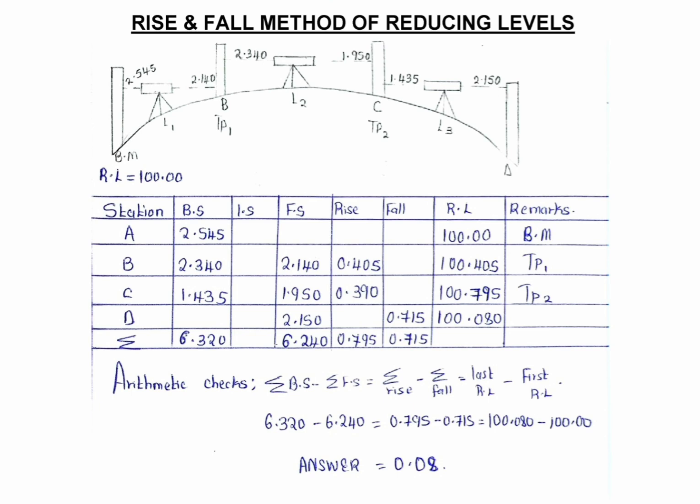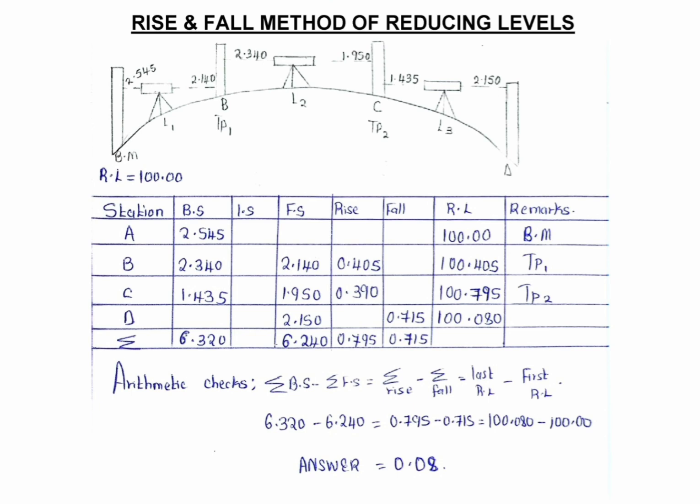Then he set the machine again at L2, and the first reading taken was 2.340, which is a backsight reading, and the last reading recorded was 1.950, which was a foresight reading at station C. Then he set the machine again at L3, and the first reading was 1.435, which was a backsight, and the last reading was 2.150, which is a foresight reading. According to our example, there are no intermediate readings. All the readings recorded were backsight and foresight readings.